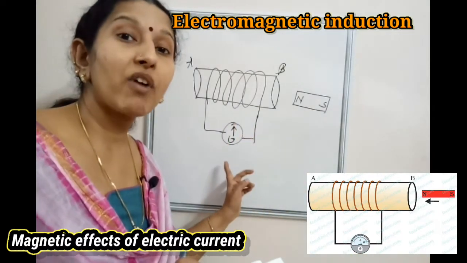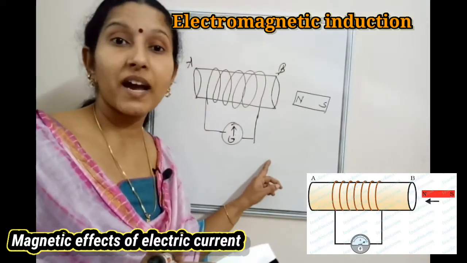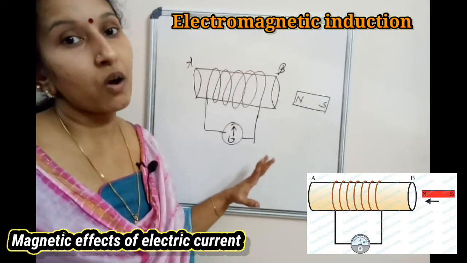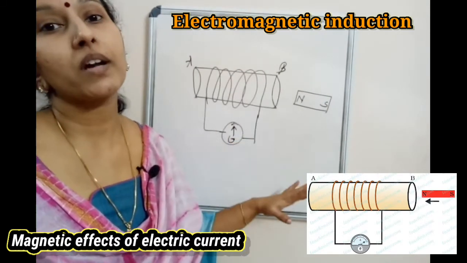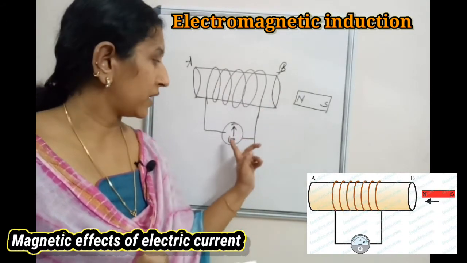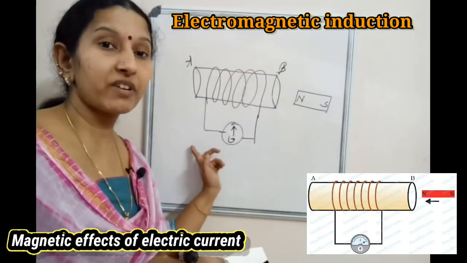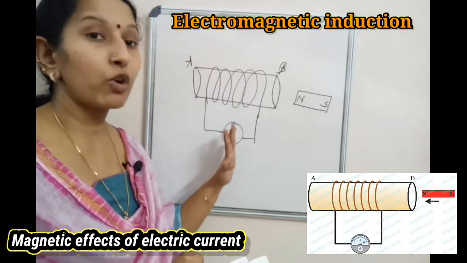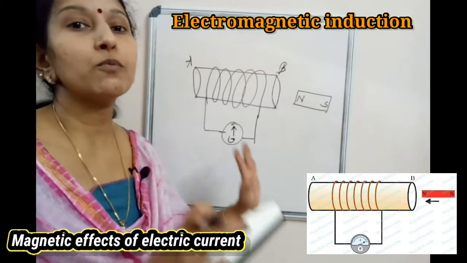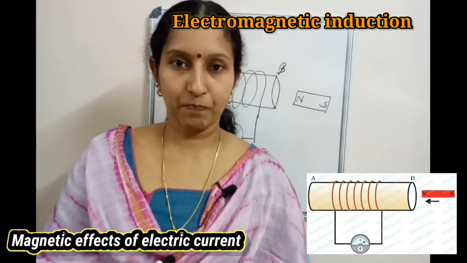A galvanometer is a device used to test the presence of current, whether the needle moves towards right or left, which indicates the presence of current. If the needle is not moving, that means there is no current. When we show the north pole towards the coil, the deflection is towards the right. When we move away from the coil, the deflection is towards the left. When we are not moving, the galvanometer needle points towards 0, which indicates there is no current. So this moving magnet generates current, and that current is induced current.